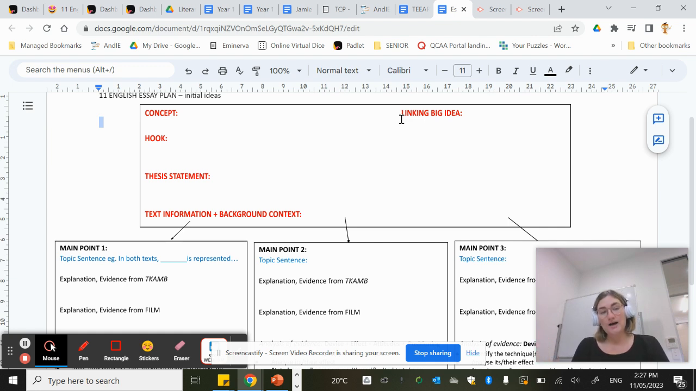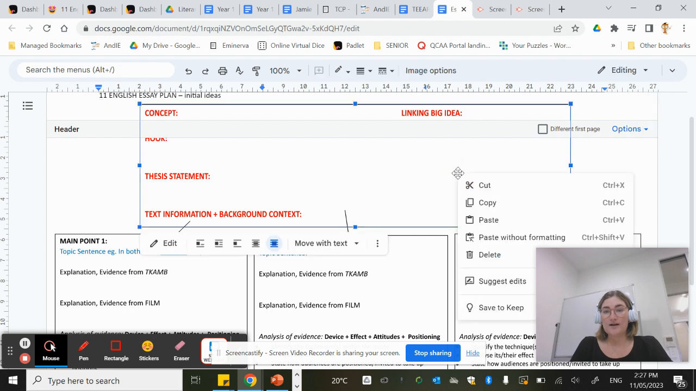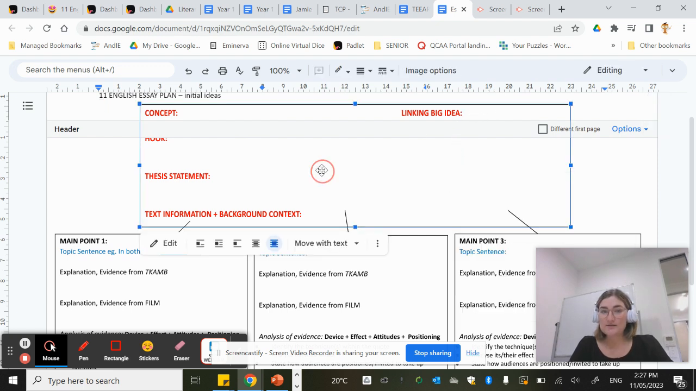In The Help, another person who could be a coward is the character of Elizabeth, who sees the poor treatment of the maids and the African people in her community, and she stands by and does nothing about it. In particular, she stands by when Hilly fires Aibileen. So what I've got there is my concept. My concept would be courage. My linking big idea would be cowardice.